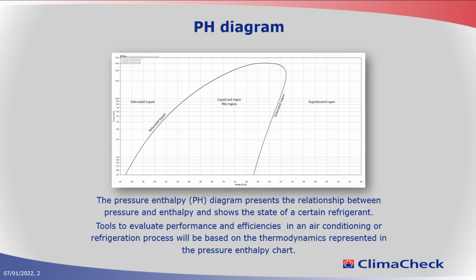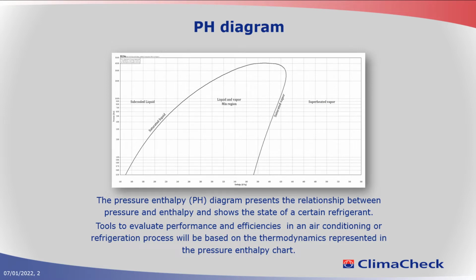So the pH diagram, anyone that has come across or looked at refrigerants has probably come across this pH diagram. The pH stands for pressure enthalpy, and the diagram represents the relationship between pressure and enthalpy for different refrigerants. So each refrigerant will have its own pH diagram. They will look pretty similar, but of course the pressures and enthalpies will differ.